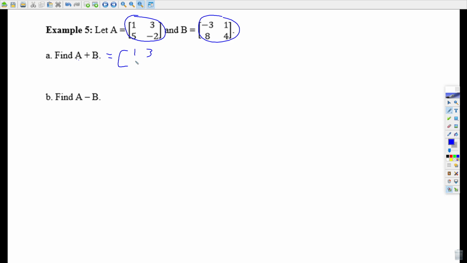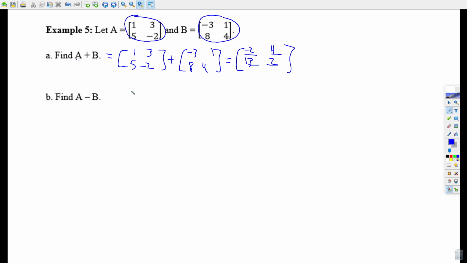So it goes 1, 3, 5, -2, plus -3, 1, 8, 4. Add them together. They are both 2 by 2s, so we'll get another 2 by 2. 1 plus a -3, -2. 3 plus 1, 4. 5 plus 8, 13. -2 plus 4 is 2.